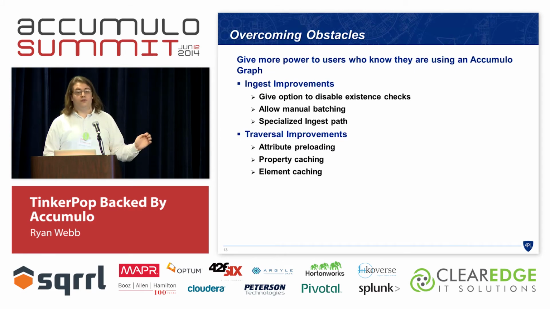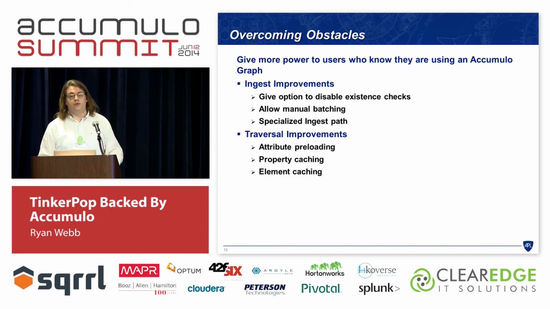And then for traversal improvements, we offer attribute preloading. So you can specify, I want the name attribute preloaded, and I want an image preloaded. So when you go and get that vertex, and then you go get those properties, they'll be there in memory. One benefit of this is if you have a large value in your properties that you don't care about all the time, you don't have to get it. You don't have to waste that bandwidth to get that property into your memory.